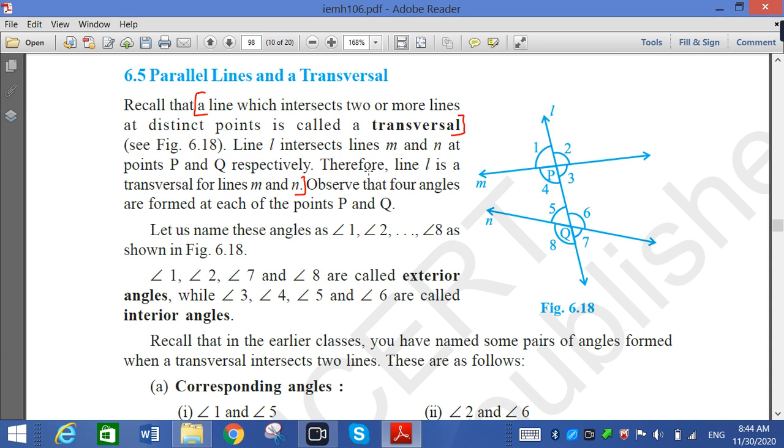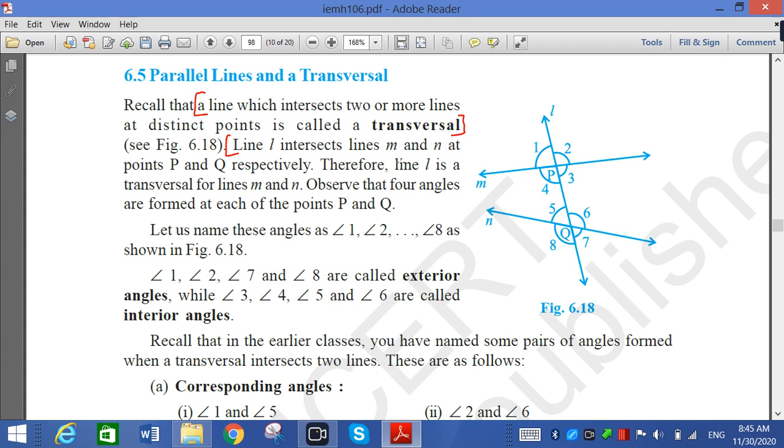Again, what is the meaning of a transversal line? A line which intersects two or more lines. So maybe it is possible I draw 3 lines. If I draw like that, it is also called a line intersecting, but it is always straight. So more than 2 lines. A line which intersects two or more lines at distinct points is called a transversal line.